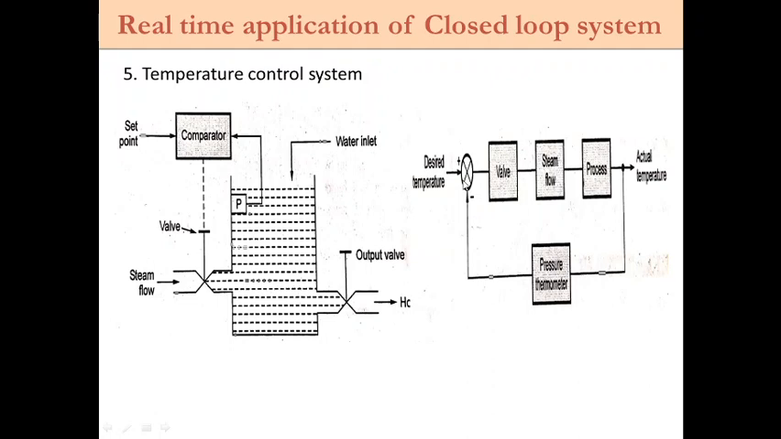Here it will be compared with the desired temperature. If there is any deviation from the desired value, at that time the valve mechanism will activate. Then based on the valve mechanism, steam flow will change, and the process will continue until you get the desired temperature.